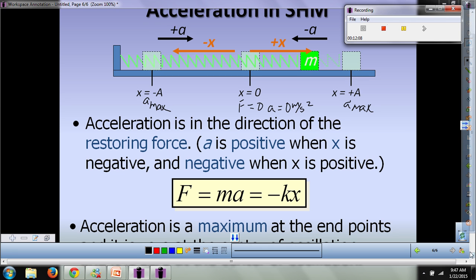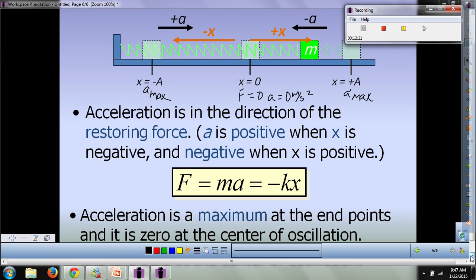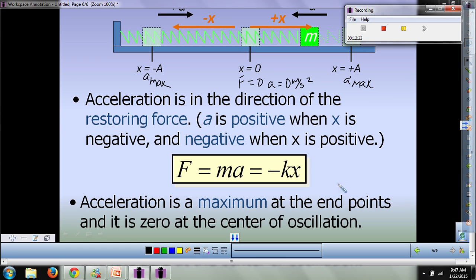So if you think about it in terms of the forces applied and what's going on, it makes a whole lot of sense. Okay? No acceleration here because there is no force. Maximum here, maximum here. It's accelerating back to the right, so we call that positive. If it's over on the right-hand side, it's going to accelerate back to the left, so we're going to call that negative. Again, stop the video if you need a little more time.